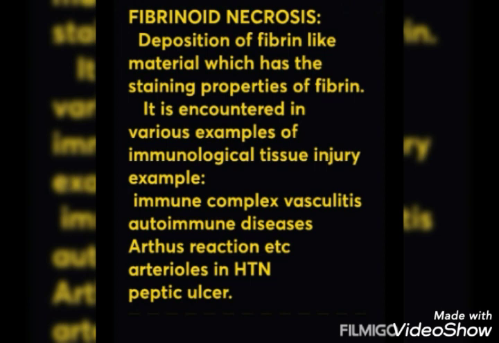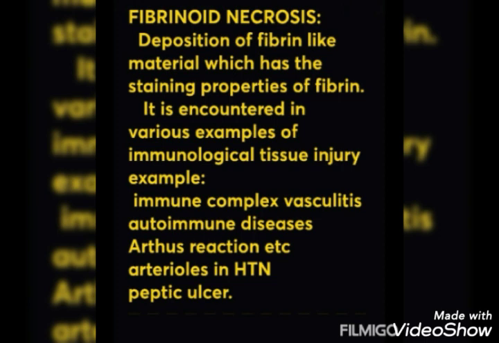The fifth type of necrosis is fibrinoid necrosis. Fibrinoid necrosis is characterized by deposition of fibrin-like material which has the staining properties of fibrin. It is encountered in various examples of immunological tissue injury. Examples are immune complex vasculitis, autoimmune diseases, the Arthus reaction and so on, as well as arterioles in hypertension and peptic ulcer. These are the examples of fibrinoid necrosis.